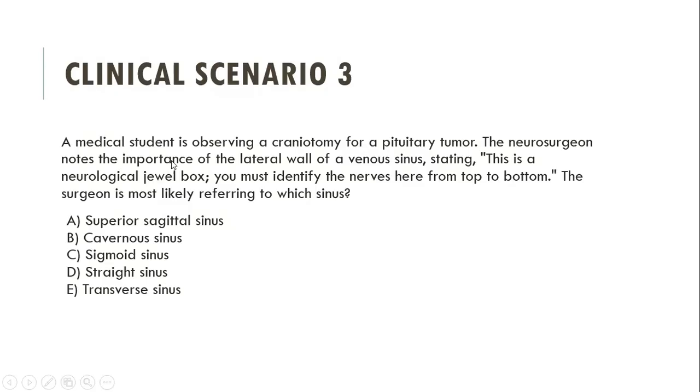A medical student is observing a craniotomy for a pituitary tumor. The neurosurgeon notes the importance of the lateral wall of the venous sinus, stating this is a neurological jewel box. You must identify the nerves here from top to bottom. The surgeon is most likely referring to which sinus? The important sinus in the head is basically the cavernous sinus.